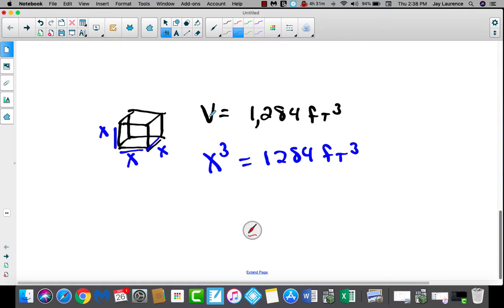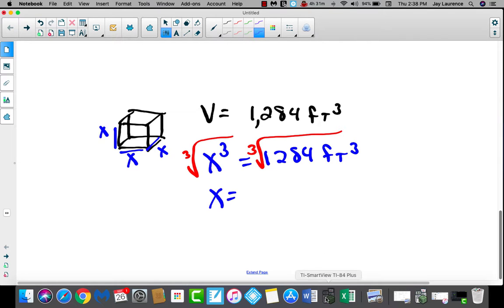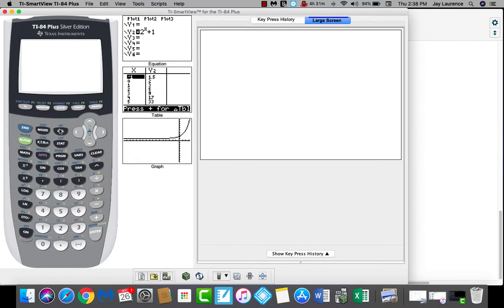It's just like the 2 examples I did up there. Take the cube root of this side, take the cube root of this side. All right? Cube root of x cubed is x. Now, 1,284, I don't know if that's a perfect cube or not. I suspect it's not, so I'm going to pull out my calculator. And I'm going to take the cube root.